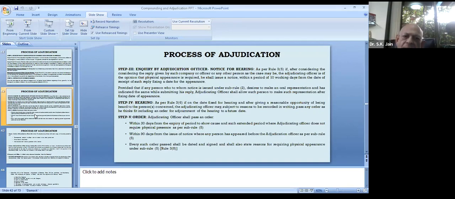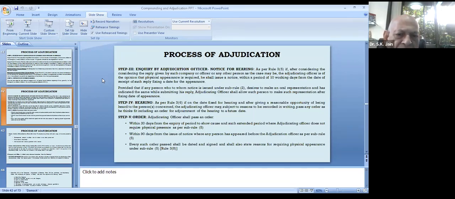Then hearing. As per rule 3.6 of the adjudication of penalty rules, if on the date fixed for hearing and after giving a reasonable opportunity of being heard to the person concerned, the adjudicating officer may, subject to the reasons to be recorded in writing, pass any order as it thinks fit. So after hearing the concerned company or person in default, officer in default, or any other person, then the adjudicating officer may pass order.